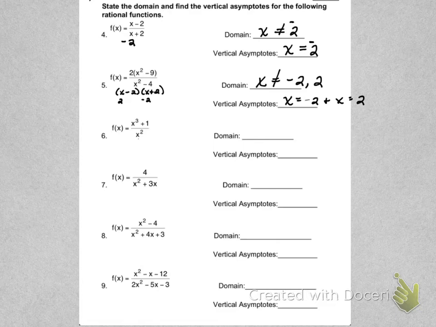Now, if x is 0 here, doesn't matter if it's squared or what, then that denominator is going to equal 0. So my domain, x, is not equal to 0, and it has a vertical asymptote at x equals 0.